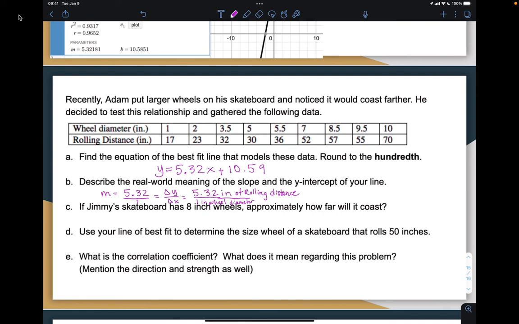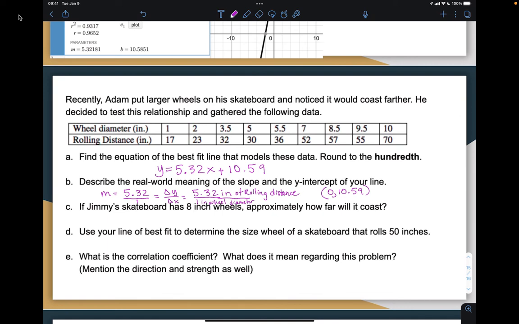5.32 inches. Okay. The y-intercept is kind of silly. The y-intercept is 10.59. This basically says if you have 0 inches of wheel diameter, you're going to roll 10.59. Of course, that does not make sense. However, it makes sense in the context of the problem, in that it's kind of where we start.